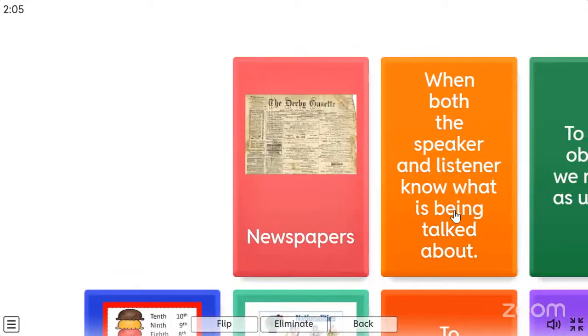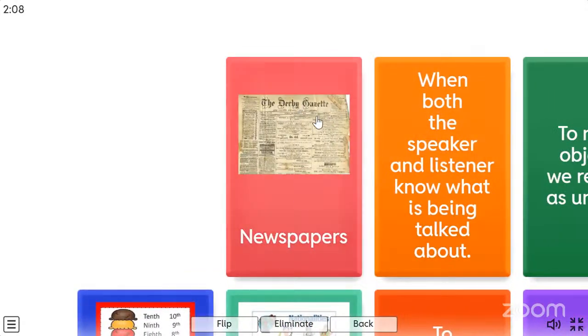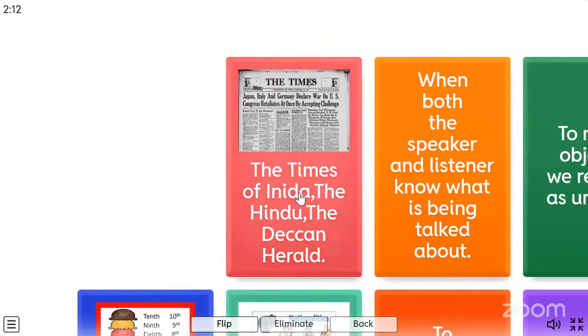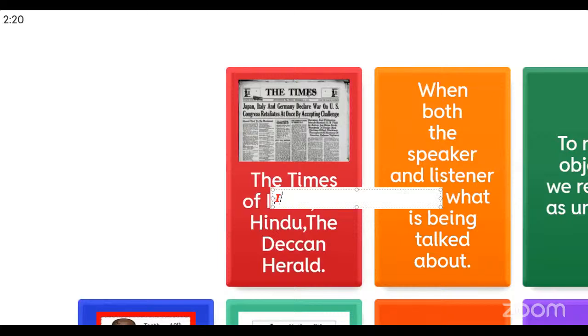Before newspaper names: the Times of India, the Hindu, the Deccan Herald. Okay, India spelling is being misspelled. The Times of India. I'm sorry for that.